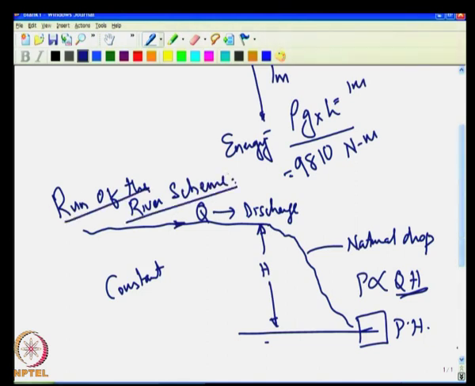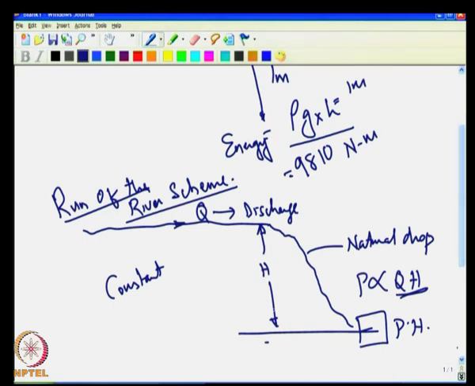Remember, in the run of the river schemes, we do not construct any reservoir or a dam to build up the head and storage. Simply we use the natural drop that is available, use the water that is coming through the river and put a powerhouse, put a turbine here and produce the power, that is all. And therefore, because we are talking about the natural drop, the head remains constant.